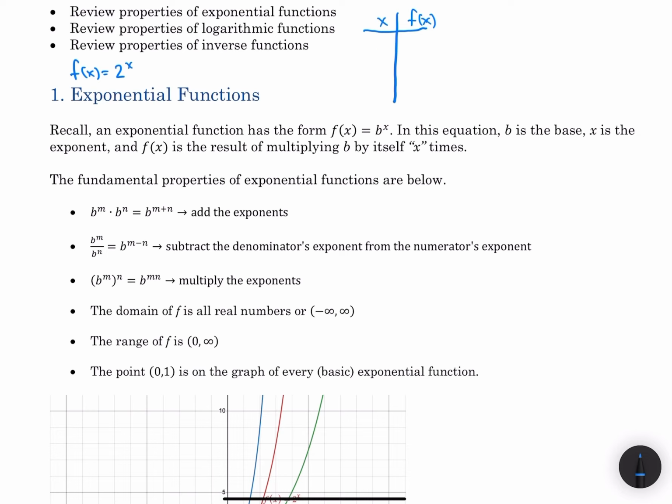So when x is 0, we're going to get 2 to the 0, which is 1. When x is 1, we're going to get 2 to the first, which is 2. And when x is 2, we're going to get 2 squared, which is 4.